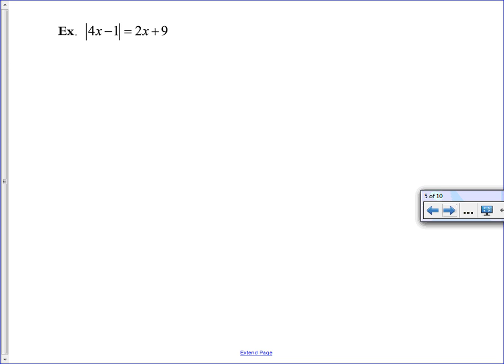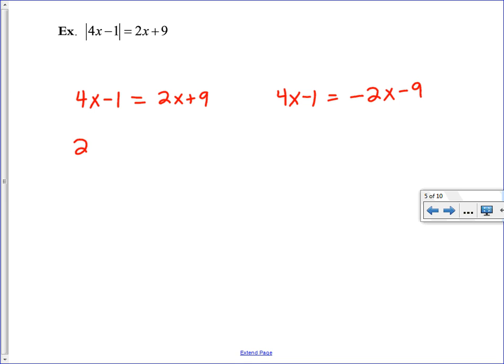Here's another slightly more complicated example. We're going to leave the left side of the equation the same, keeping the right side the same for our first equation, changing the right side for the second equation. Notice I changed both the 2x and the 9 to being negative. It's like I'm distributing a -1 times the entire right side of the equation. Solve both of these equations.